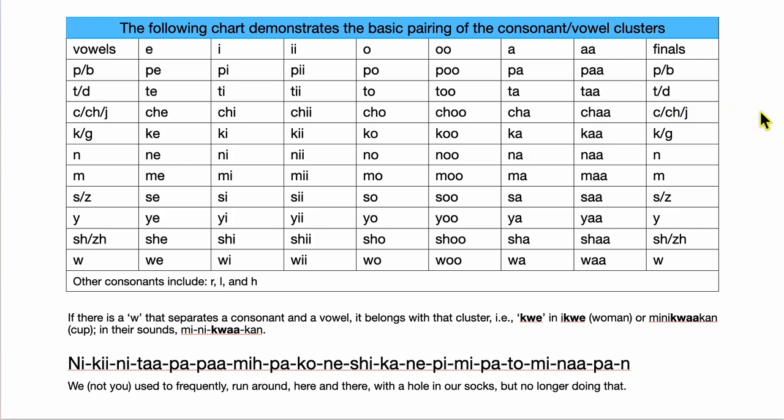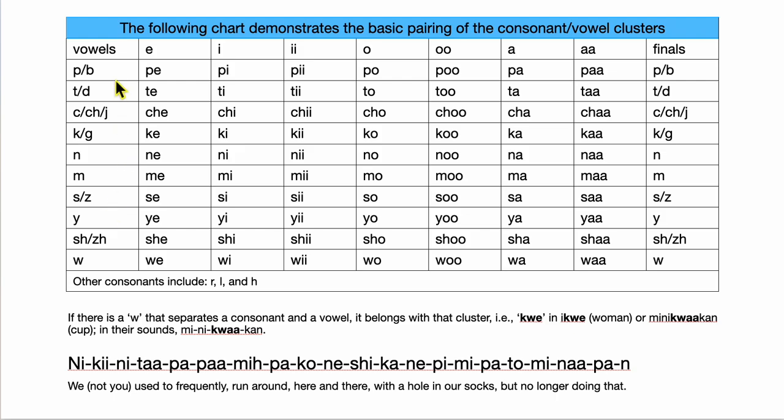So here's pairing with the consonant and vowels together. This chart demonstrates the basic pairing of the consonant-vowel clusters. So we looked at vowels E, I, double I, O, double O, A, and double A. P and B, I've included these.